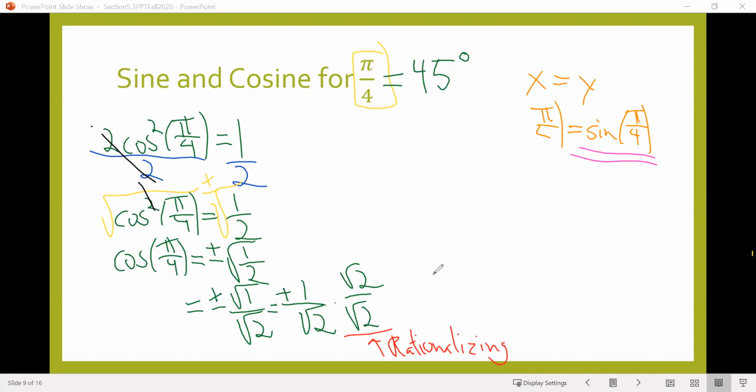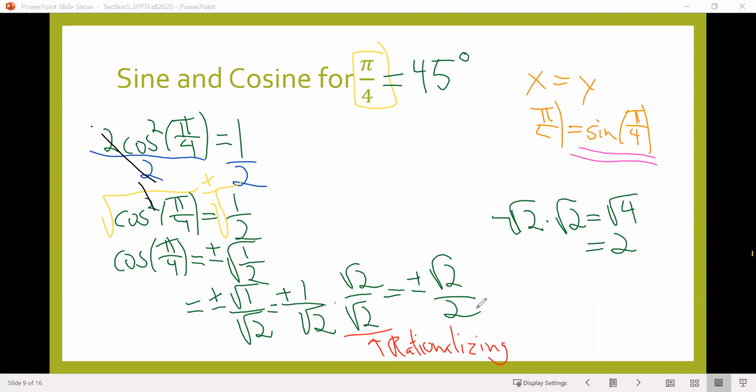Okay, and when we do that, on the top we'll have 1 times root 2, so that'll just give us square root of 2. And on the bottom, notice we have root 2 times square root of 2, which, when you multiply two things under a root, you can multiply them. So that gives us square root of 4, which notice is just 2. So this becomes plus or minus square root of 2 over 2.